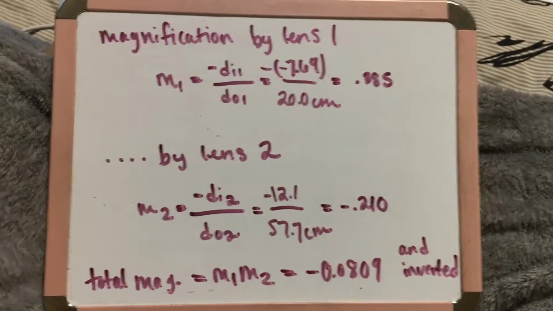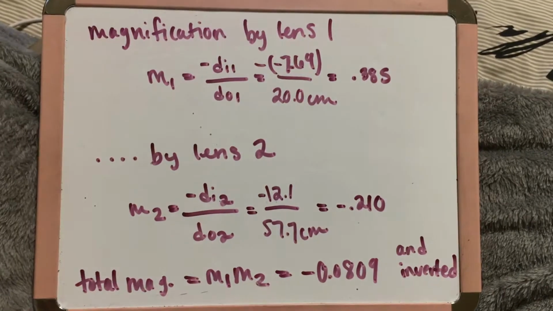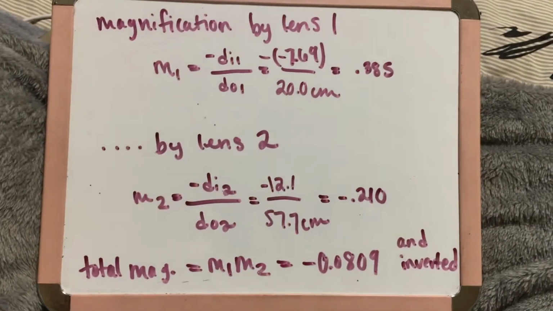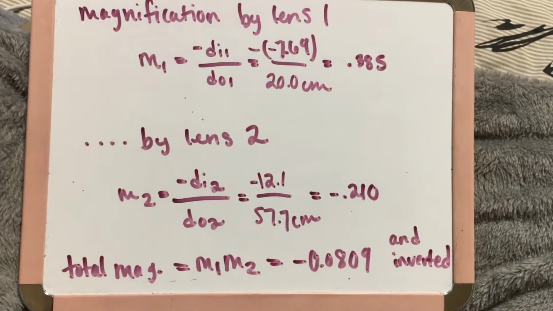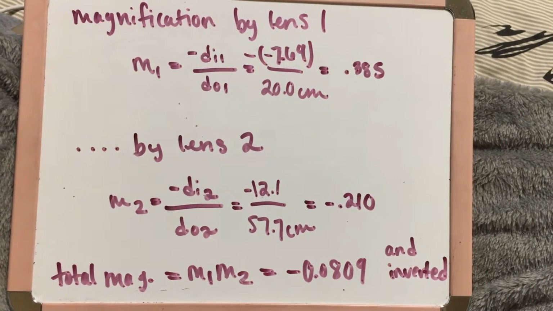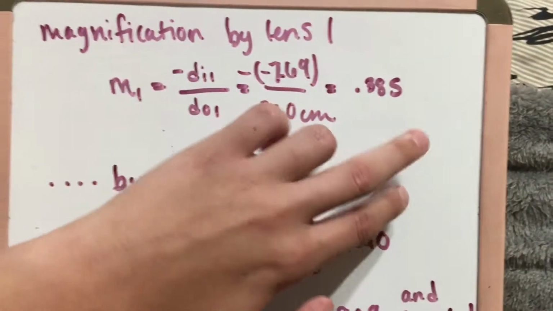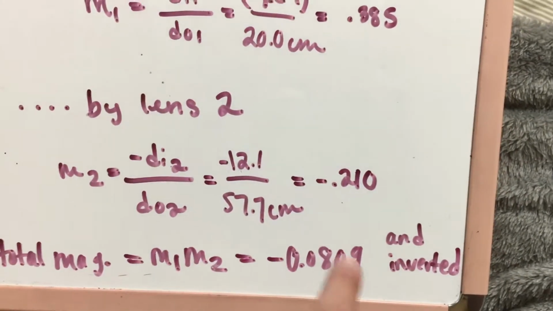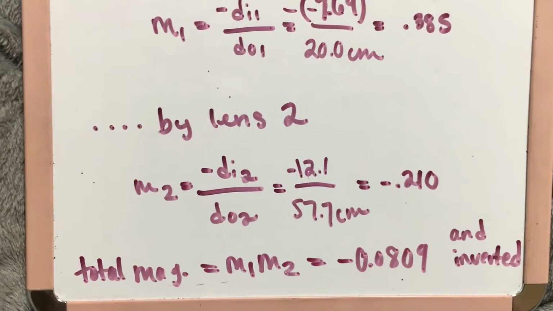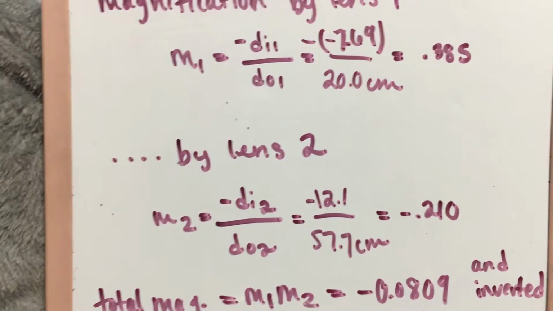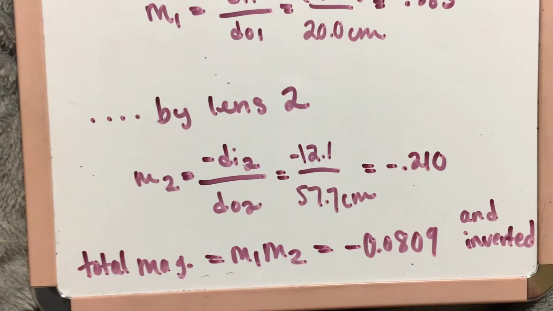0.385. And the magnification by lens 2, you're going to be dividing the image distance from lens 2 by the object distance by lens 2, and that's negative 12.1 divided by 57.7 centimeters, and that will give you negative 0.210. And you're going to multiply those two magnifications, and that will give you negative 0.0809. And this is the final image, and it is reduced by this factor, and it is inverted.